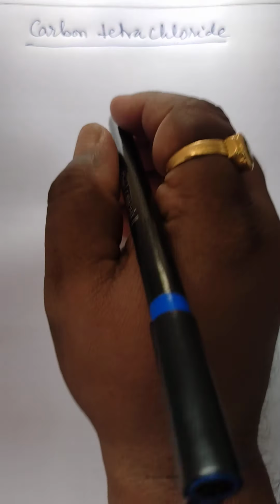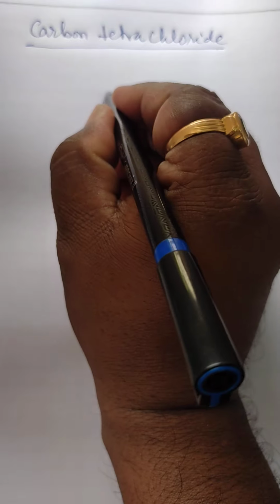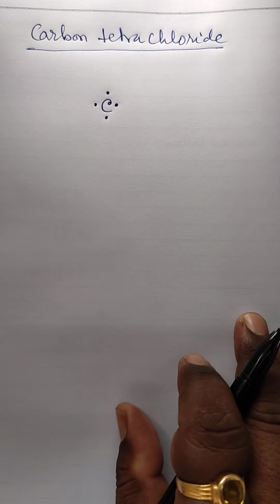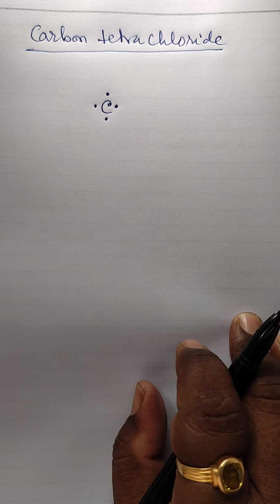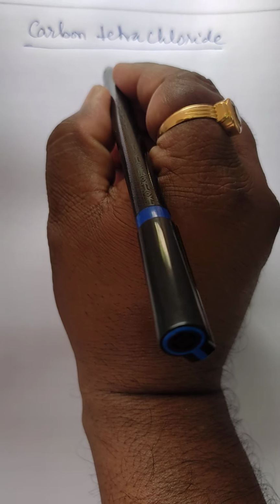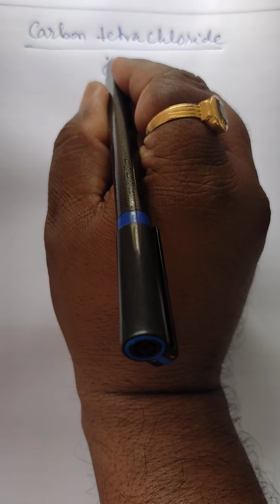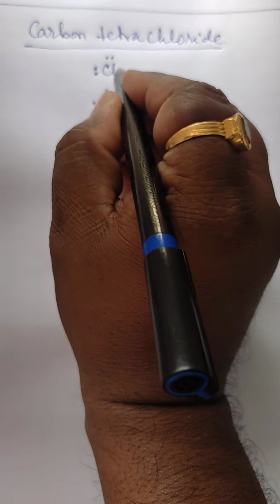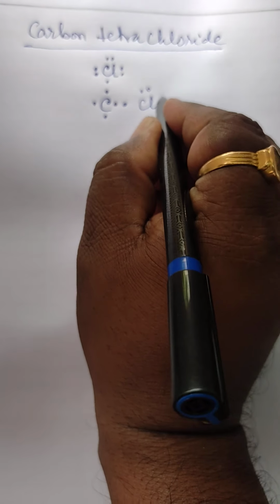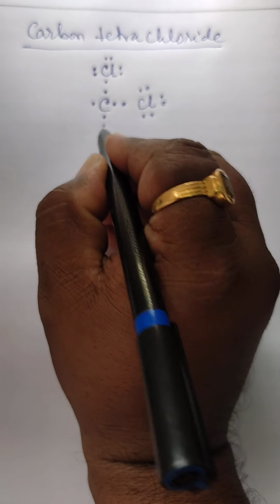After that, children, we are going to discuss the structure of carbon tetrachloride. Again we draw the structure of carbon. Each carbon has 4 electrons in the outermost shell. As we know, the atomic number of chlorine is 17, which means it has 7 electrons in its outermost shell. To represent these 7 electrons we draw it like this: single dot, another Cl, and here also we have Cl.